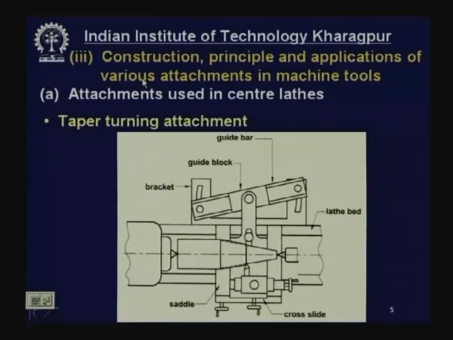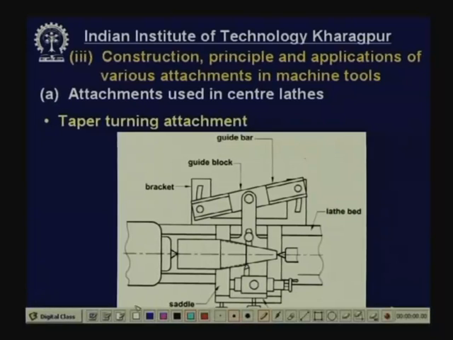Now, let us have some examples, say construction, principle and applications of various attachments in machine tools. There are many types of attachments possible, but we shall discuss a few common types which have been used for the last few years and decades. Now, first is the taper turning attachment, which is used as an attachment in the center lathe.